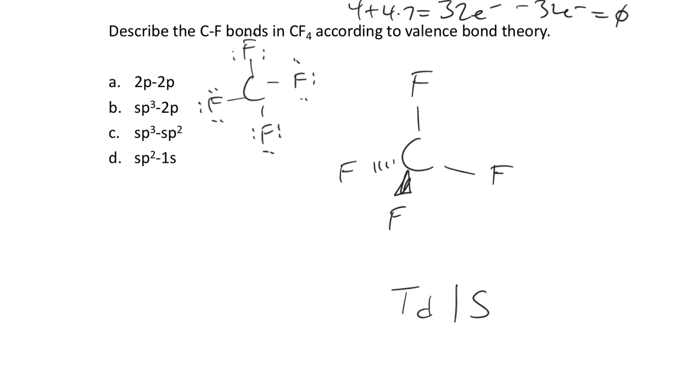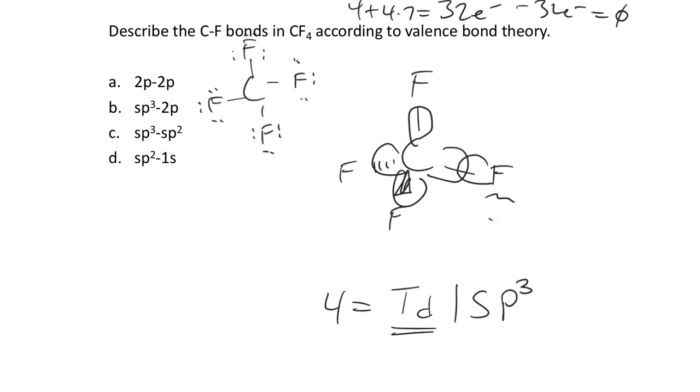and tetrahedral even with 4 bonding domains. Even if you had NF3 with a lone pair, where we have 3 bonding domains and 1 non-bonding domain, as long as you have 4 total domains, we're tetrahedral. And then tetrahedral is sp3 hybridization. So our hybridization of carbon here is sp3 orbitals pointing in the direction of a tetrahedron. Fluorine's biggest orbital is a 2p. So we have 2p sp3 overlap: sp3 for the carbon, 2p for the fluorine atoms.